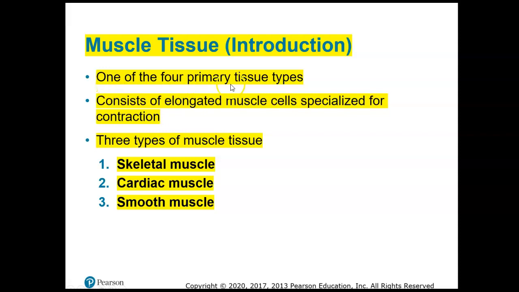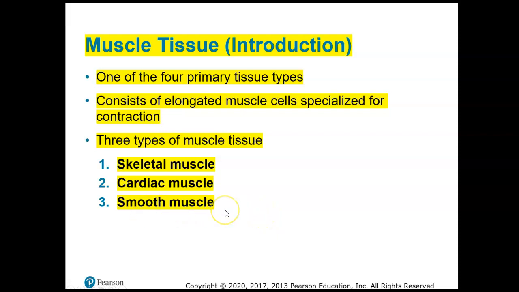Muscle tissue is one of the 4 primary tissue types. The other 3 are epithelial, connective, and nervous tissue. So muscle tissue consists of elongated muscle cells, which we call muscle fibers, and they are specialized for contraction. There are 3 types: skeletal muscle, cardiac muscle, and smooth muscle.